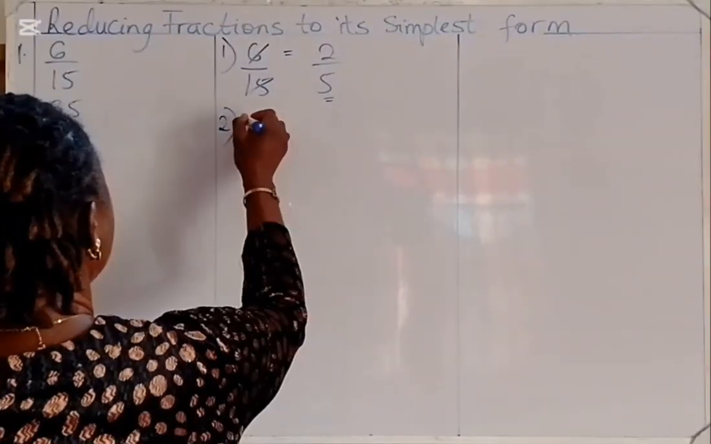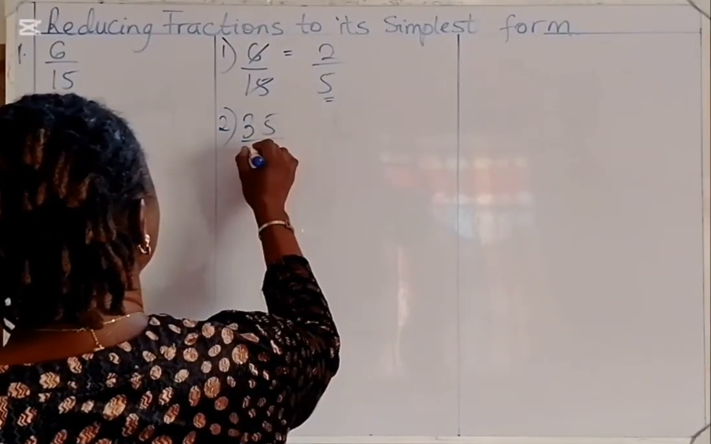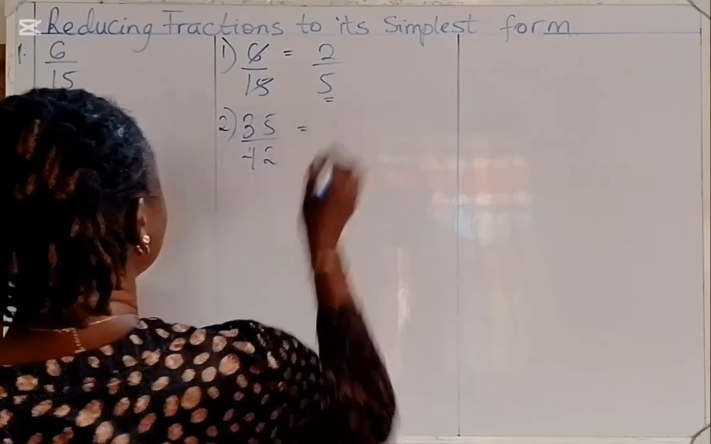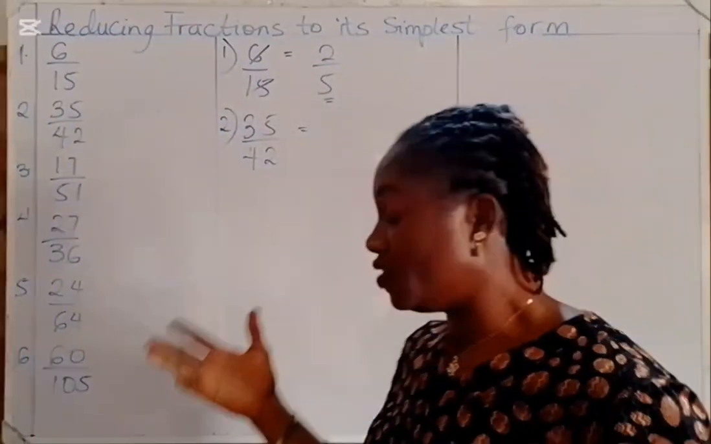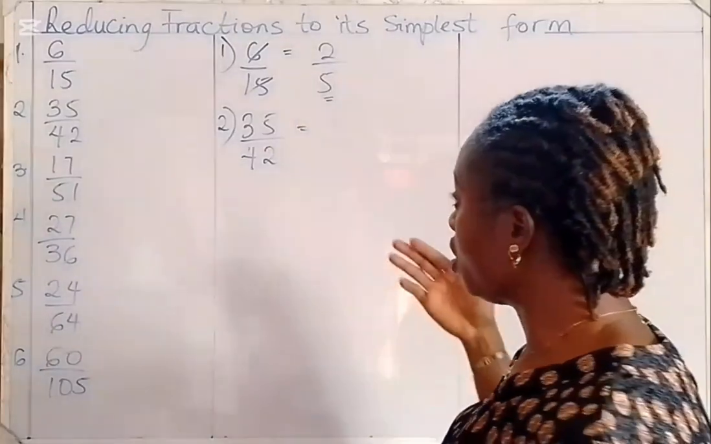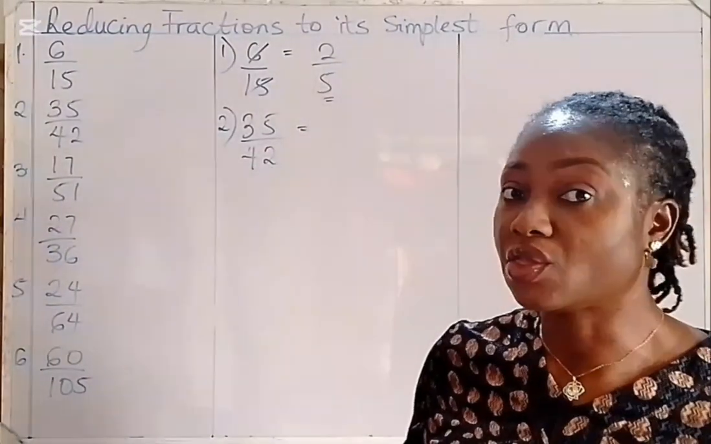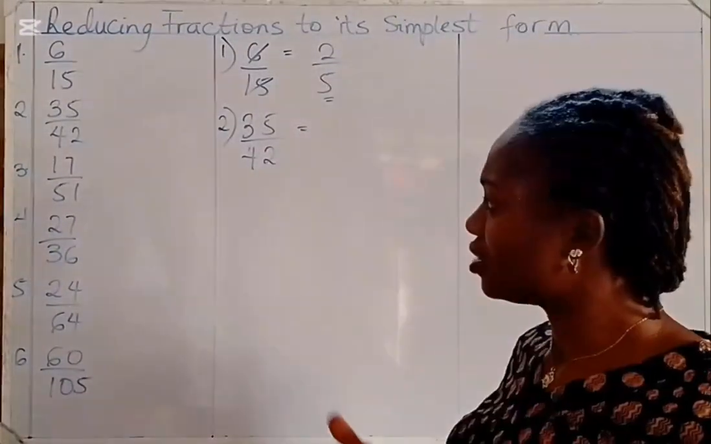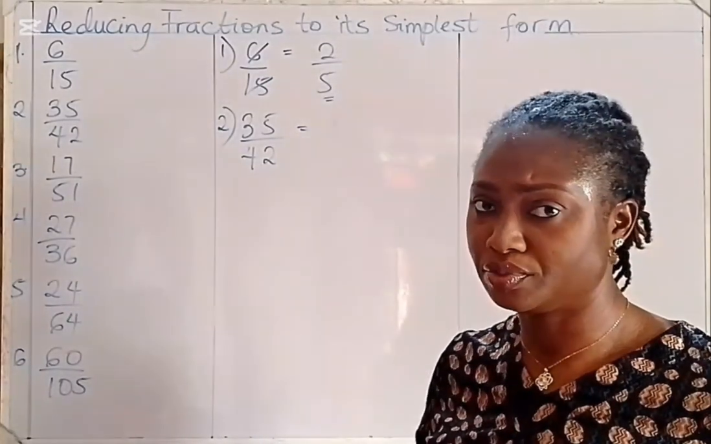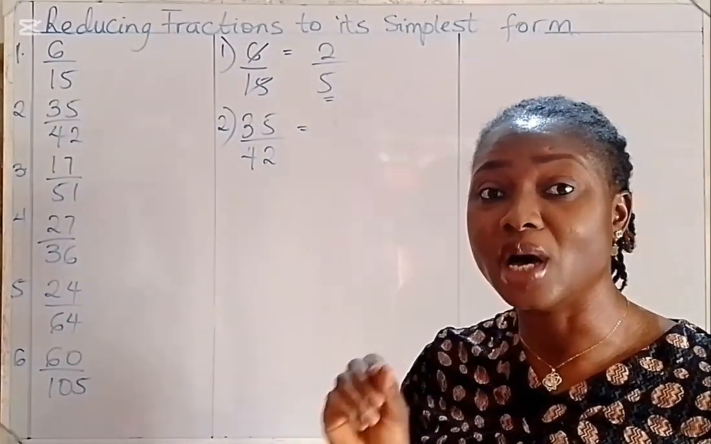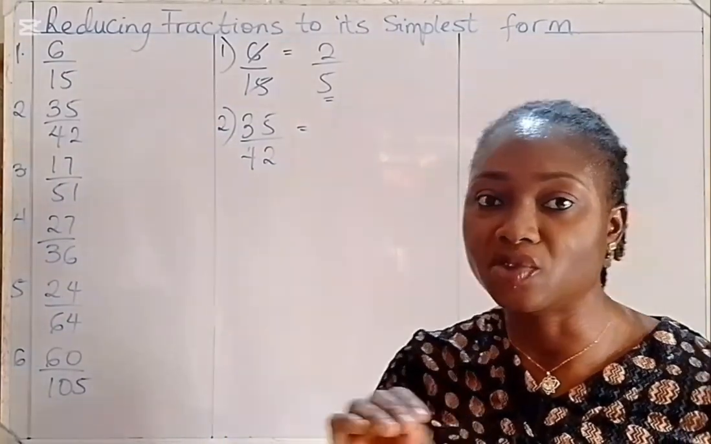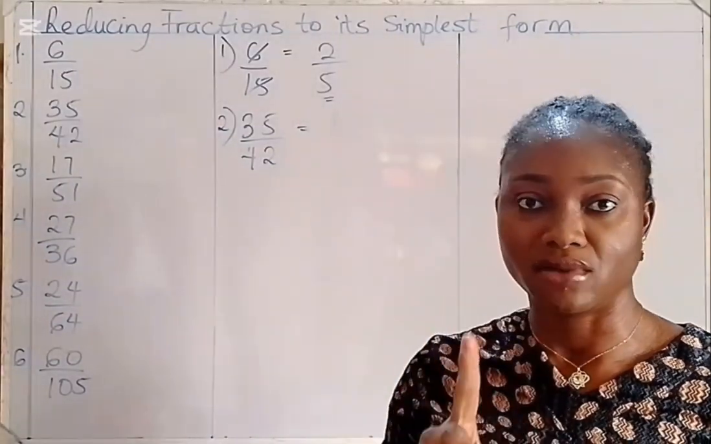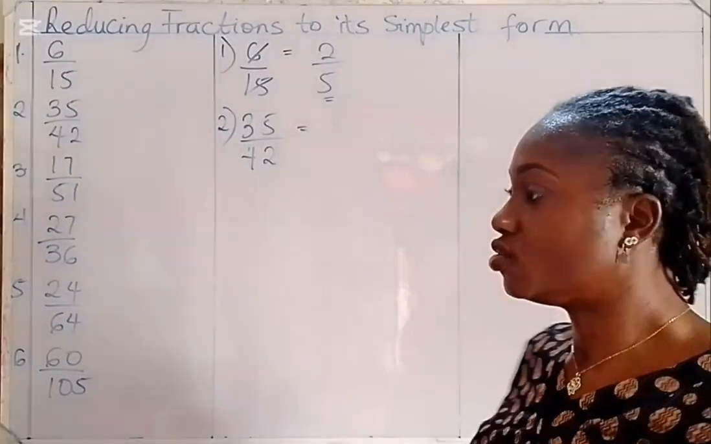Then the second question, we have 35 over 42. Which number can go into 35 and at the same time go into 42? Is it 3? Can 3 go in 35 and also in 42? Because you need to look for a number that can divide both the numerator and the denominator evenly without you having a remainder. So you need to think of the number.